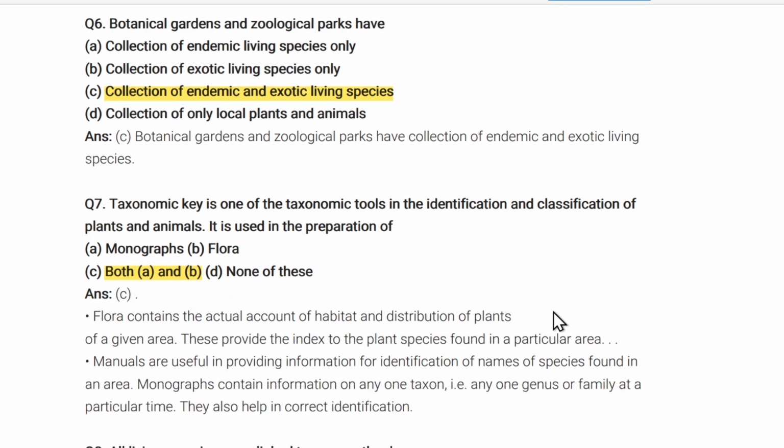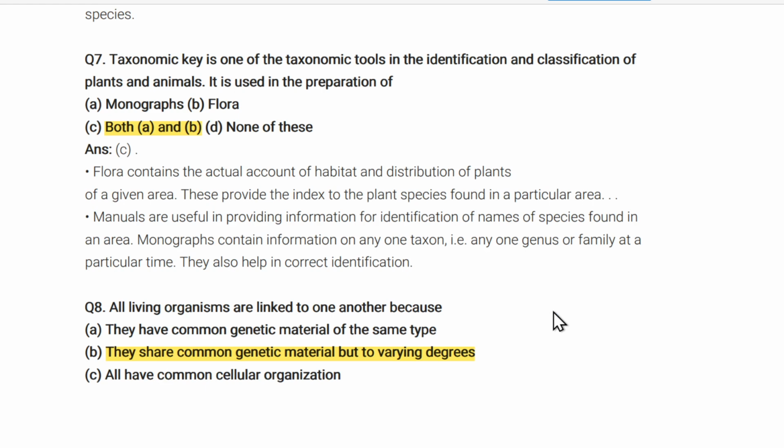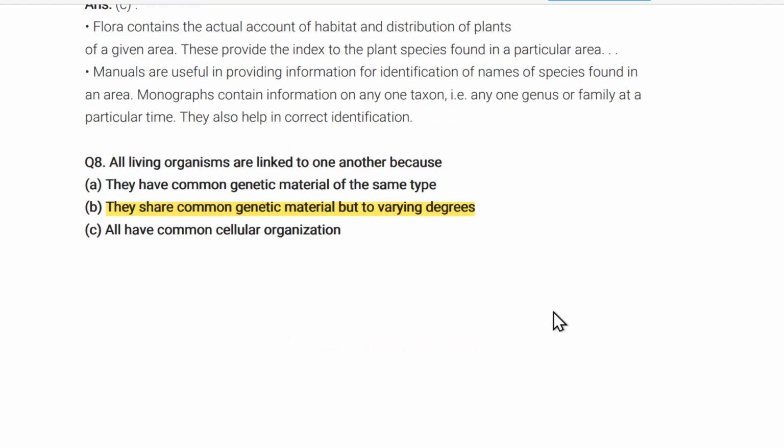Question number 6. Both botanical garden and zoological parks have collection of endemic and exotic living species. Taxonomic key is one of the taxonomic tools in the identification and classification of plants and animals. It is used in the preparation of both monograph and flora.